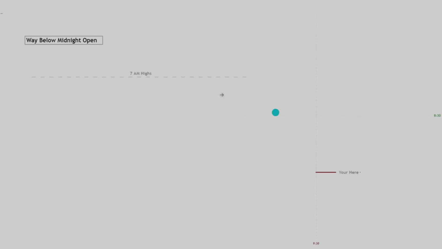So looking at this, let's say you arrive to your chart, right? And you're way beneath midnight. You have some 7 a.m. highs here and you're beneath the 8:30. What is that to you guys? So what do you think price is likely to do here?